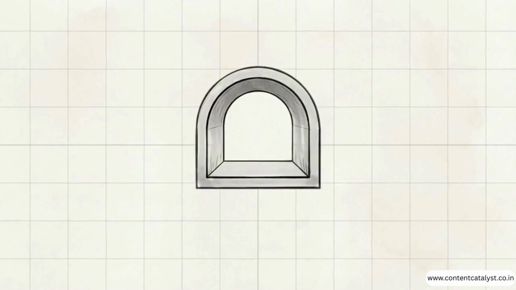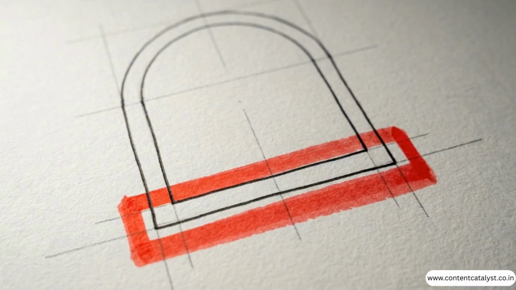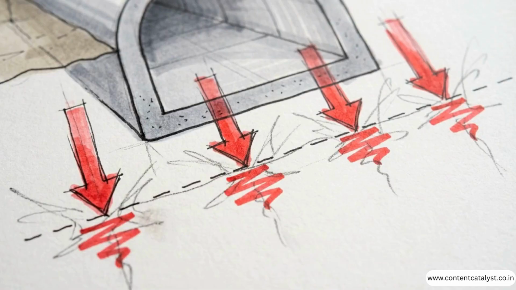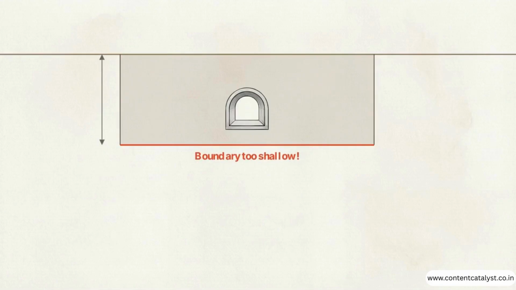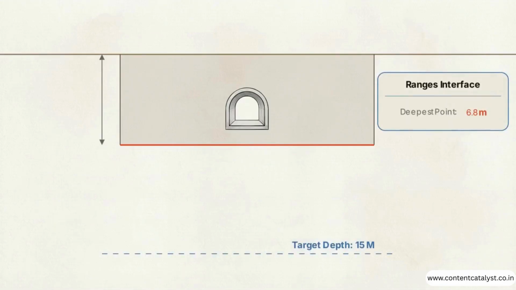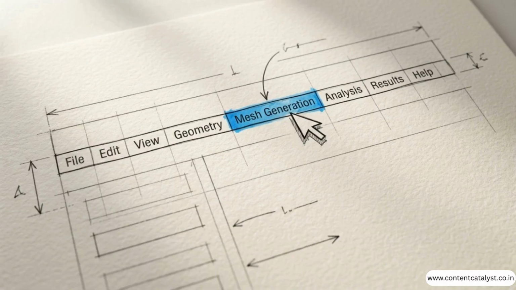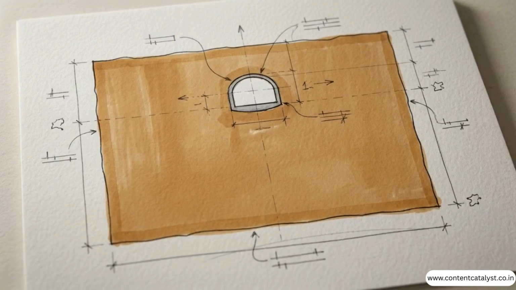At this point, engineers often encounter a critical calculation error. By default, the program's analysis boundary is too shallow. If the simulated ground beneath the tunnel isn't deep enough, the software cannot calculate accurate ground stress. This diagram shows exactly how we fix that. Open the Ranges interface and change the value of the deepest interface point to exactly 15 meters. Always verify this correction. Toggle back to the mesh generation frame and look at your workspace. You should clearly see that the specific area of analysis is now distinctly deeper.